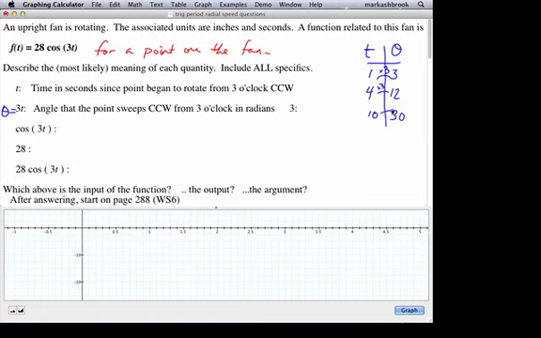So is it the speed of the fan? For every second that goes by, how many radians does it turn? For every second it turns 3. So in 10 seconds it turns 30. In 5 seconds it turns 15 radians. So yes, this is the fan speed in radians per second.